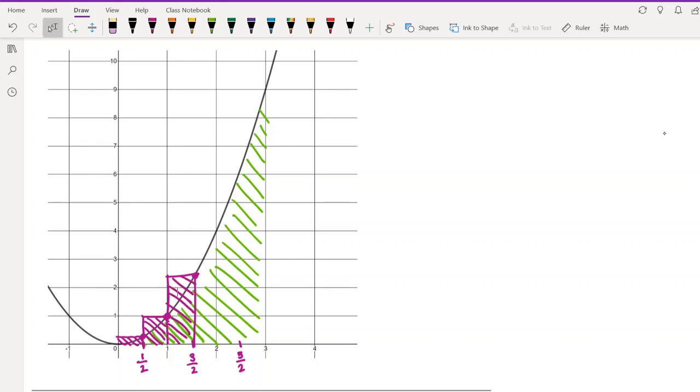And then we go to 2 and use that for the height for the fourth rectangle. And then we go from 2 to 5/2, and we use 5/2 to find the height of the next rectangle. So that's 5 rectangles now. And then the sixth one, we use 3 to determine the height, because that's the right side of that interval.